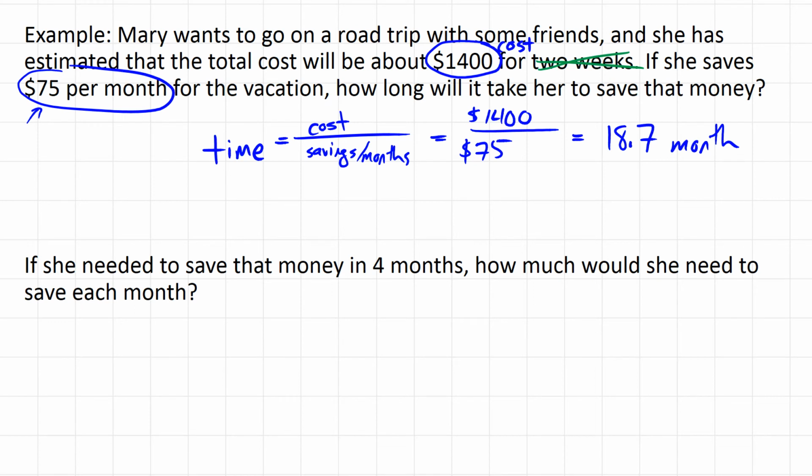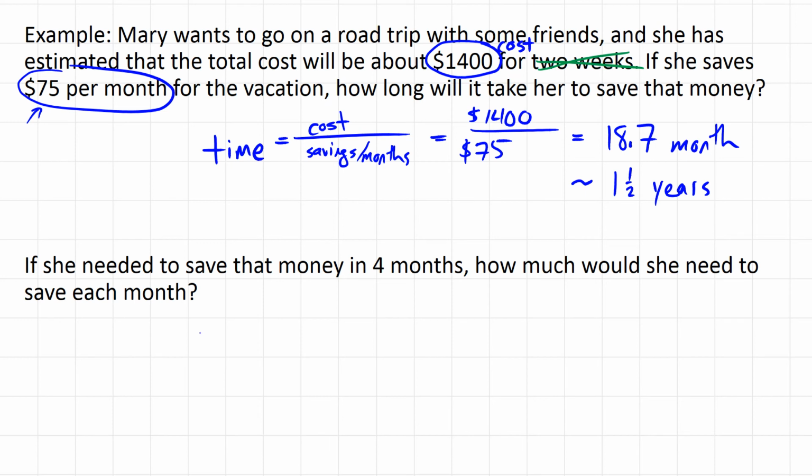If you think about this in terms of years, 12 months in a year, 18 months is just over a year and a half, but it's about 1.5 years. That's a long time to be planning in advance of a road trip. So if instead Mary goes, oh no, I want to do this road trip much faster than 18 months, or my friends are free in 4 months, how much does she need to save if she wanted to go on that trip in 4 months?